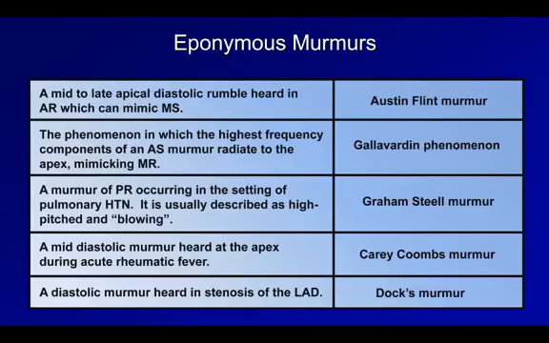The Austin Flint murmur, Graham Steell murmur, and the Carey Coombs murmur are, as far as I know, the only eponymous physical findings in the body which contain the physician discoverer's first and last names.